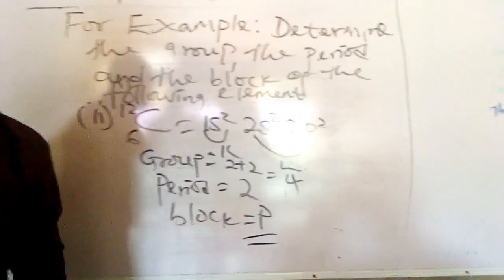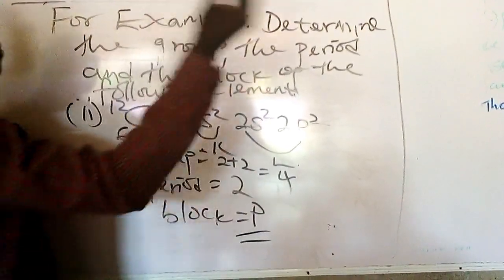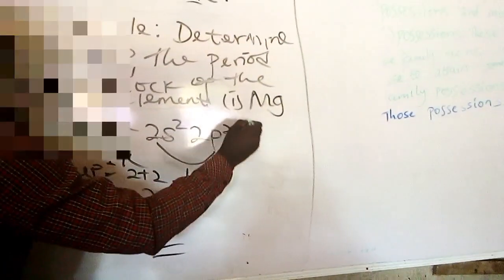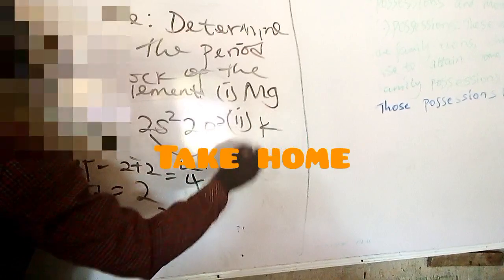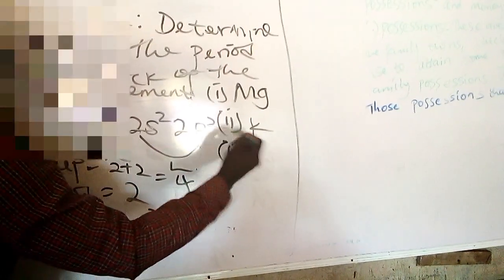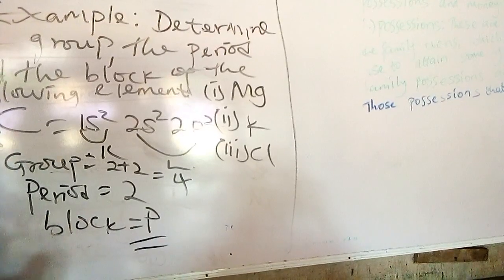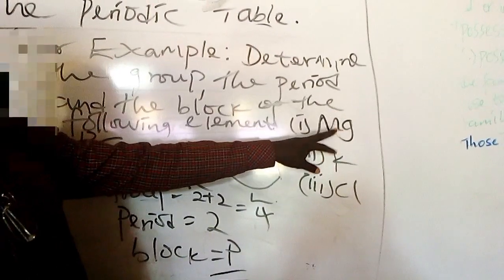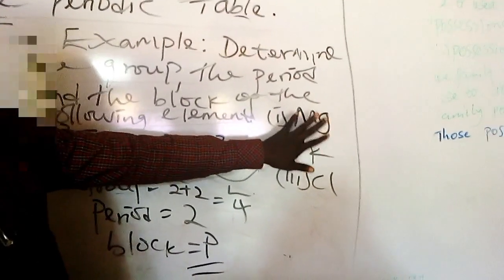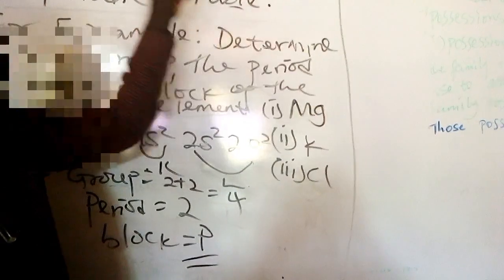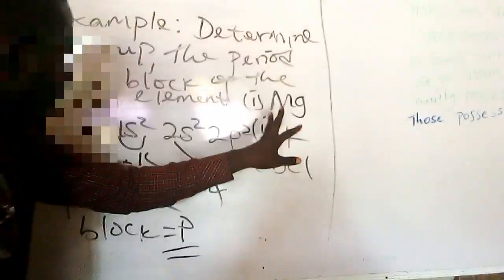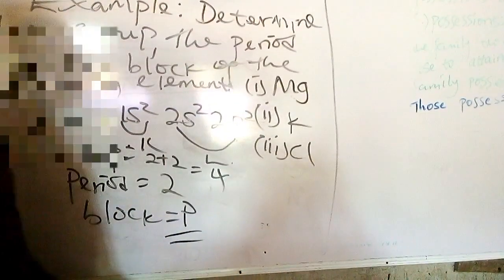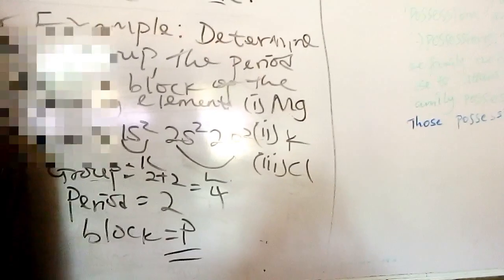I will encourage you to try some of these other elements on your own, like magnesium, potassium, and chlorine. So with this we have come to the end of today's lesson. I would love to see how you use the electronic configuration to determine the group, the period, and the block of magnesium, potassium, and chlorine in the comment section.